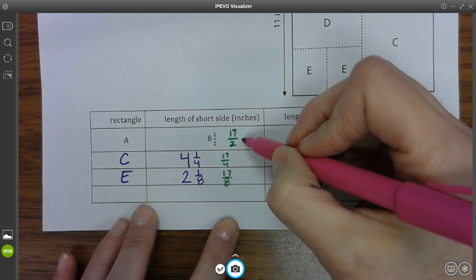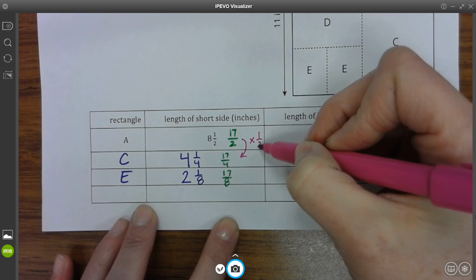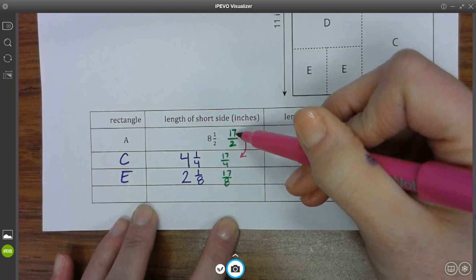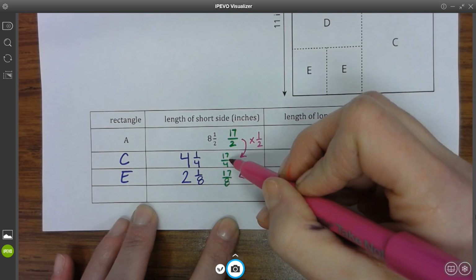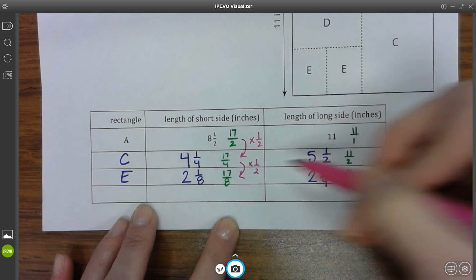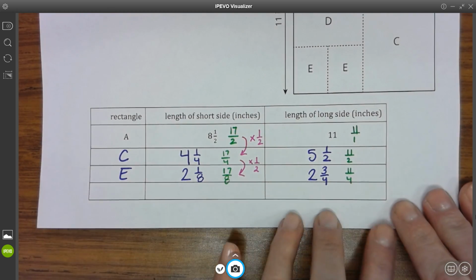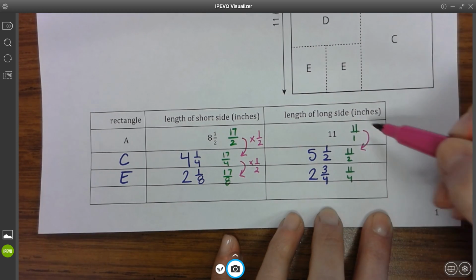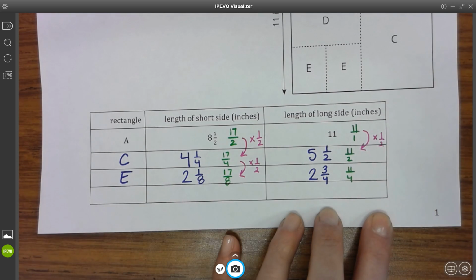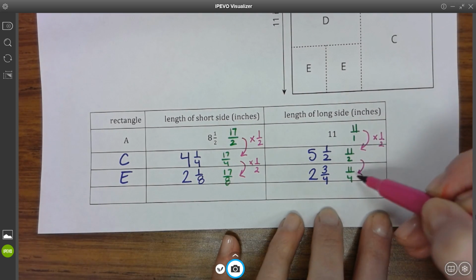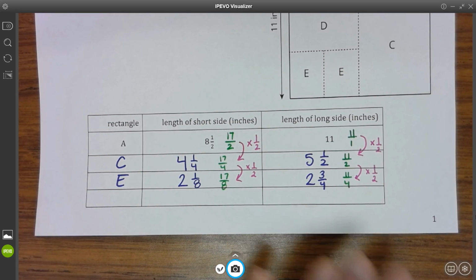And if we think about what happened from one step to the next, we actually multiplied by 1/2. 17 over 2 times 1/2 becomes 17 over 4. 17 over 4 times 1/2 became 17 over 8. Let's see what happens over here. How does 11 over 1 become 11 over 2? Times 1/2. 11 over 2 becomes 11 over 4 because we multiplied by 1/2.